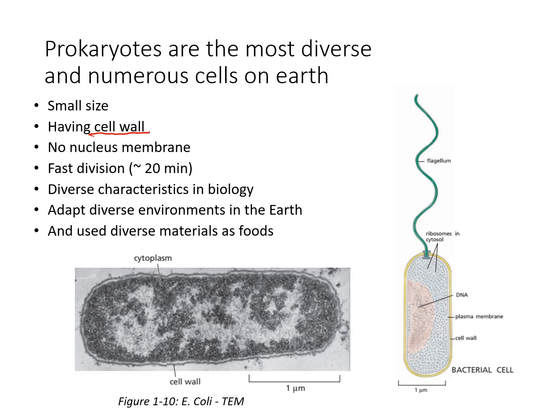And they have diverse characteristics in biology. Different types of bacteria have different characteristics. Some use oxygen, some do not use oxygen. Some use sugar, some use acidic chemicals for food.